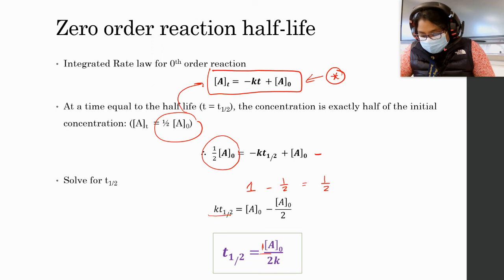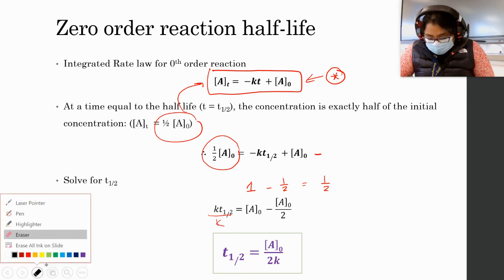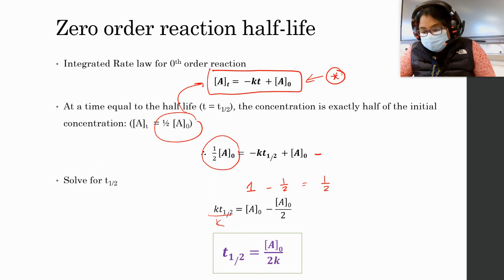And then if you divide by K, you're going to have K in the denominator here. Okay? So this is 1 whole minus 1/2. So this is the expression for half-life for zero order: T1/2 is equal to the concentration of A at time 0 over 2 times the rate constant.